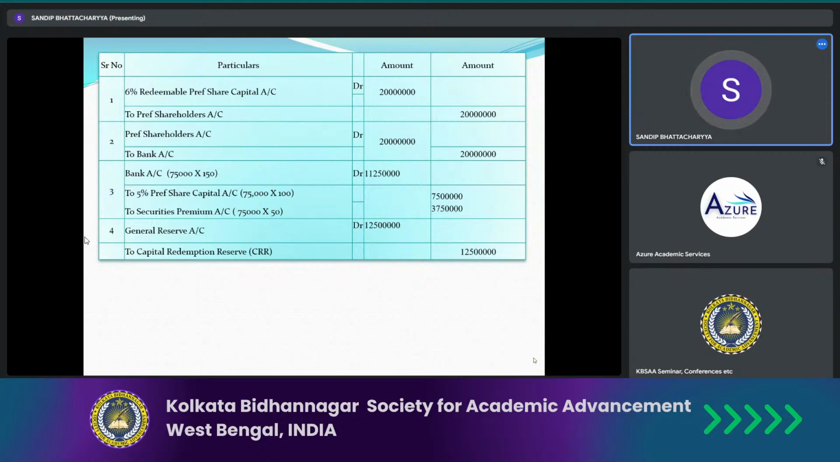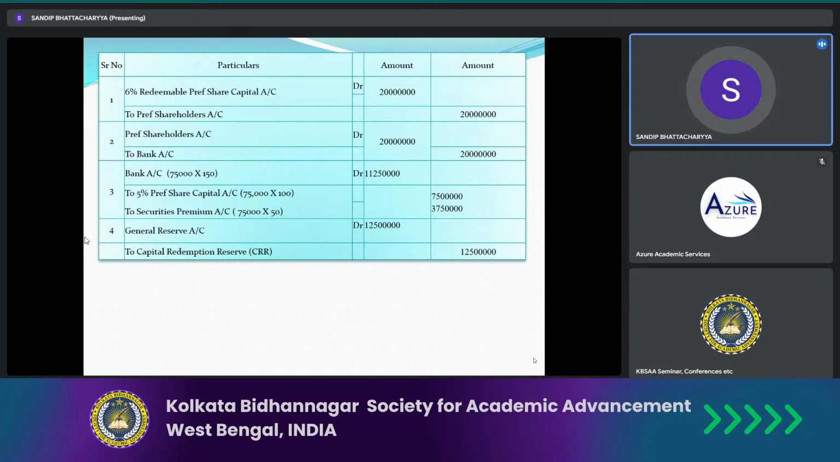75,000 into 150. That is 1 crore 12 lakh 50,000, to 5% pref share capital account, that is the face value. That is 75,000 into 100. I have already mentioned the calculation here. That is 75 lakhs. And the securities premium that I have mentioned, that is rupees 50, that is 75,000 into 50, that is 37 lakh 50,000. That means the entire securities premium issued.